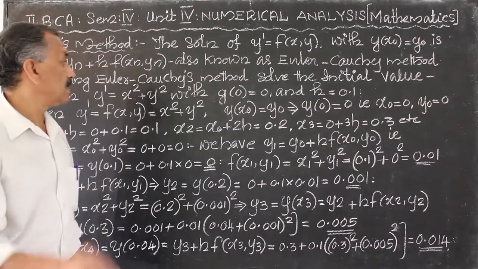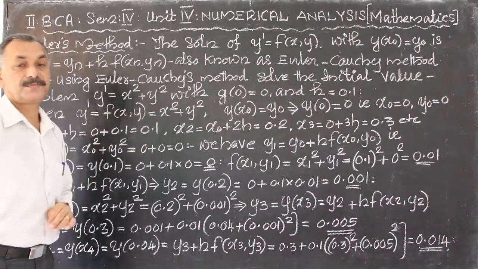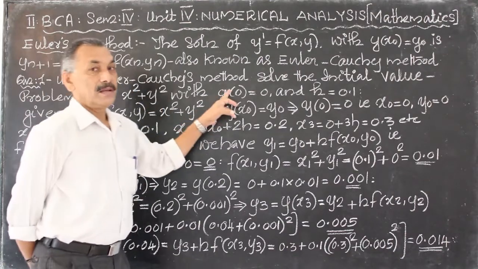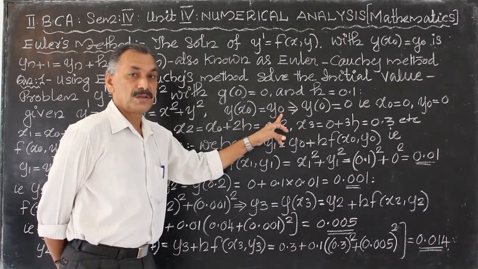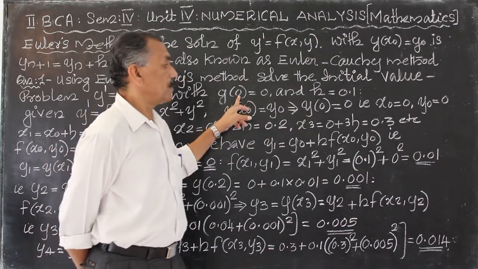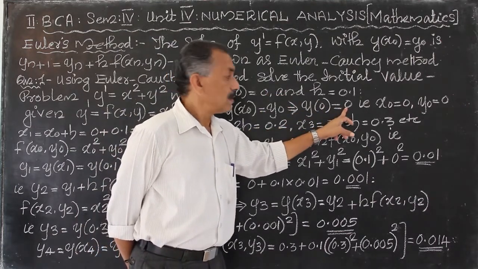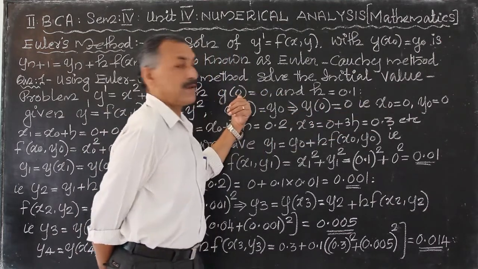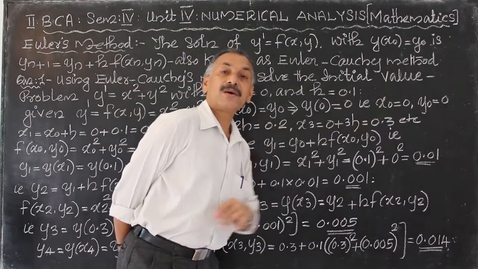Then y' = f(x, y). What is f(x, y)? It is equal to x square plus y square. Then the initial condition y(x0) = y0. What is x0? x0 is equal to 0. Then what is y0? 0. That is, y(x0) = y0, with x0 = 0 and y0 = 0.